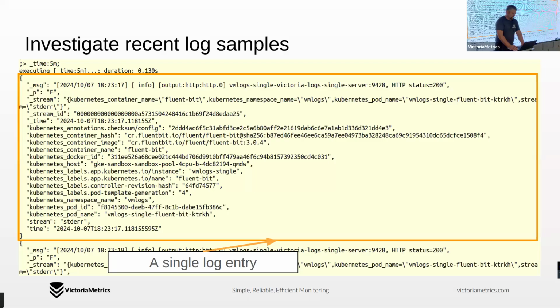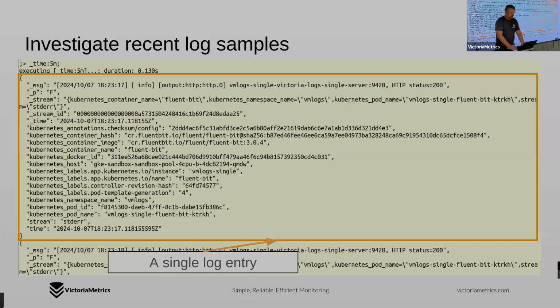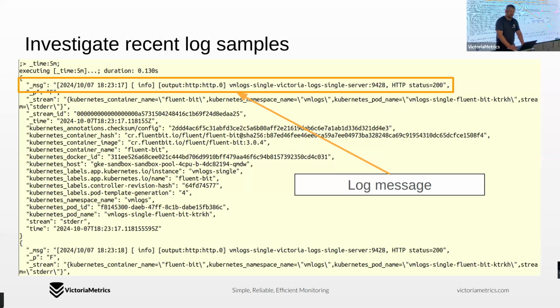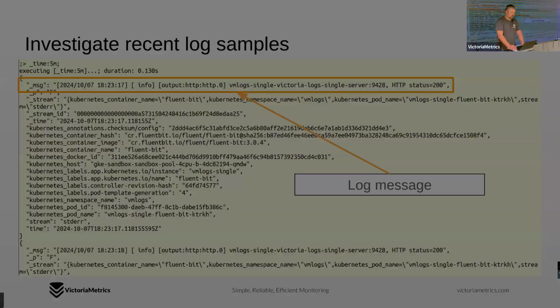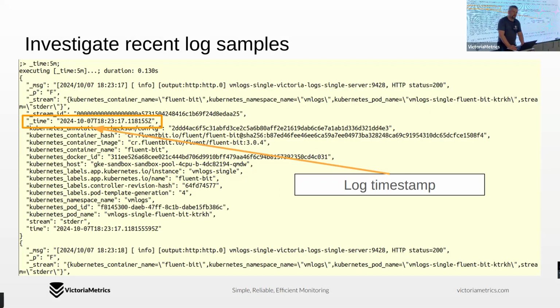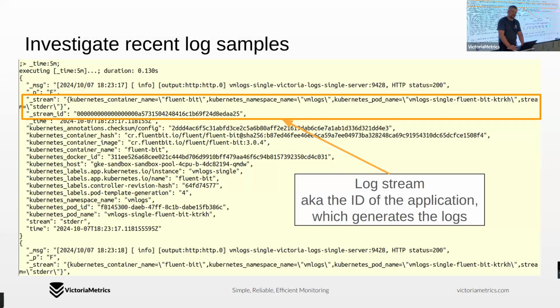What are the other lines? The other lines show you every log entry, and every log entry is shown as a separate JSON object. This JSON object contains a message field, which is named _msg. This is the log message. The log entry also contains a timestamp, which is _time for this log. This log entry also contains stream fields: _stream and _stream_id, which shows you the ID of the source of logs.